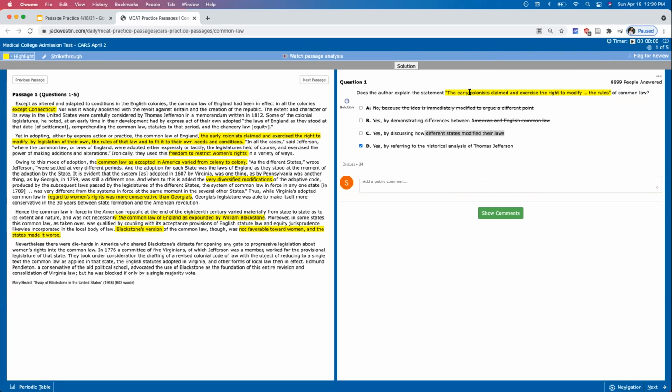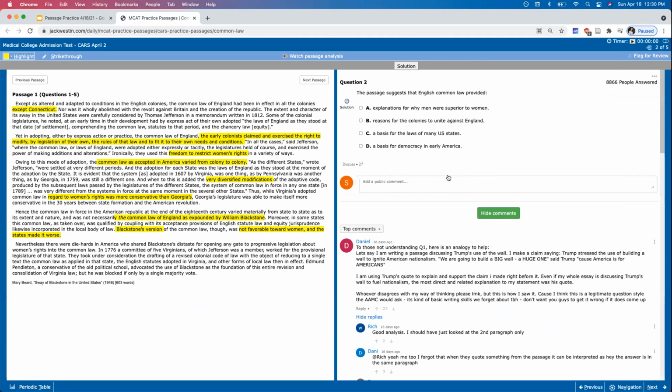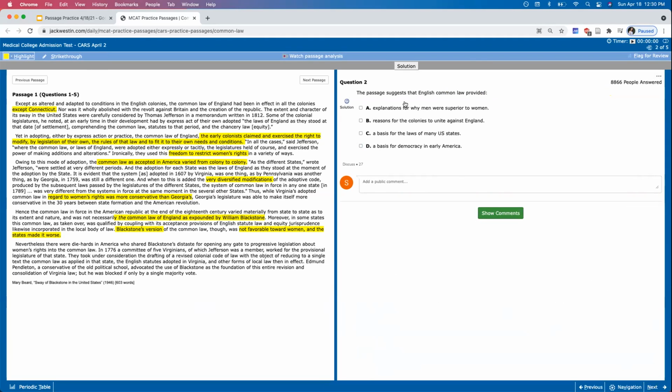And Thomas Jefferson is explaining that statement better than just giving examples. Does that make sense? Okay, great. Question 2, the passage suggests that the English common law provided what?